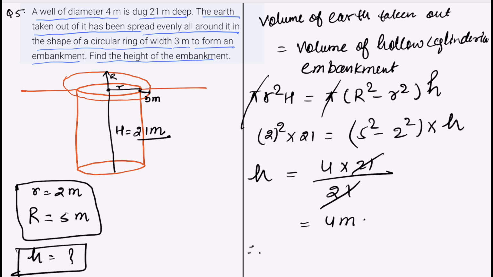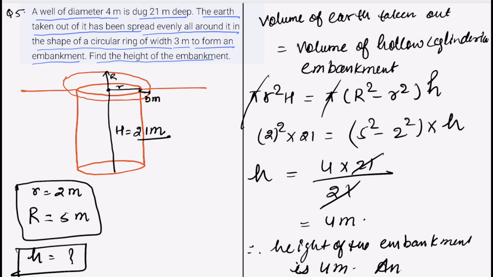So from here we can write, therefore the height of the embankment is 4 meters. This is the answer.